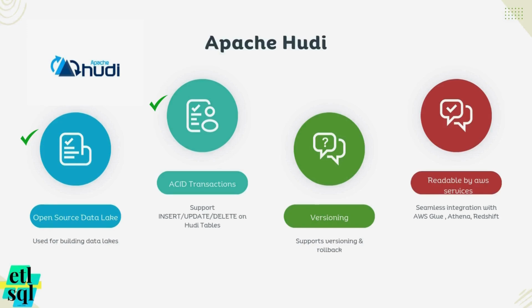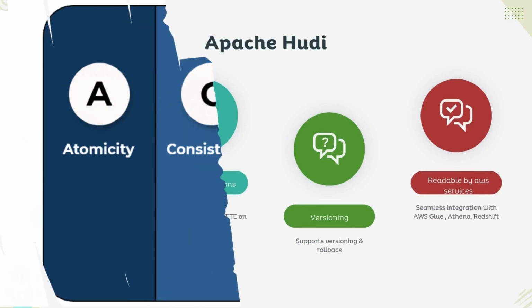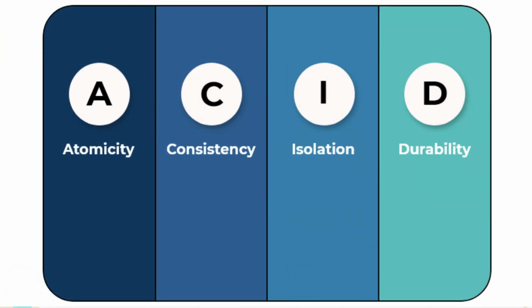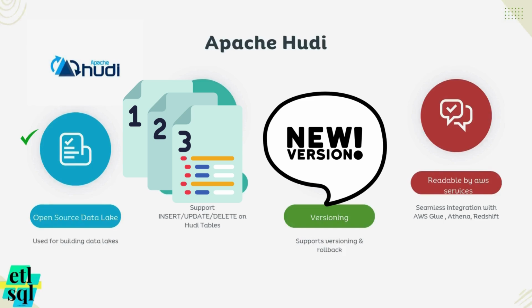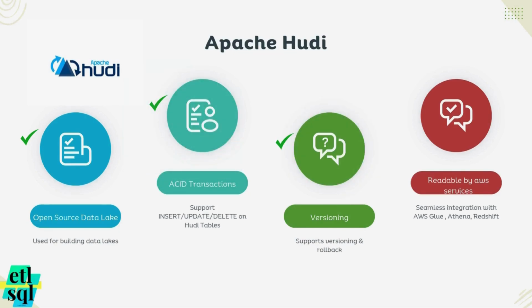Hudi supports ACID transactions. If you're coming from a database background, you already know what ACID is: atomicity, consistency, isolation, and durability. So you can run your insert, update, delete on Hudi tables, and the transaction will either be complete or it will roll back. There won't be cases where it is partially done. Hudi also supports versioning. So if you committed a transaction and you feel, okay, my data is corrupt now, I have to revert back, there is an option to do a rollback also.